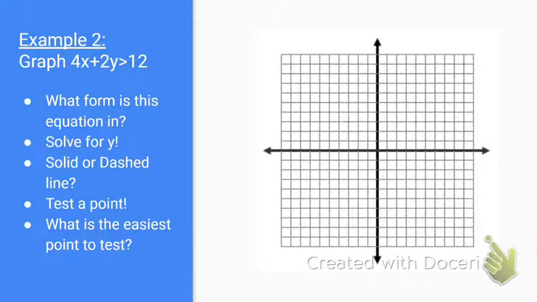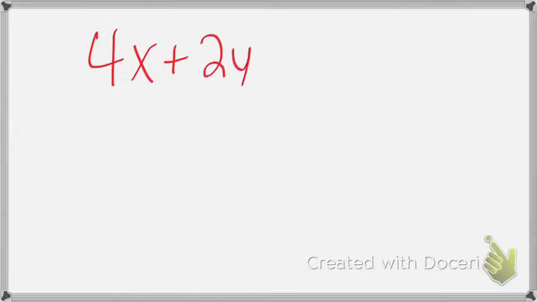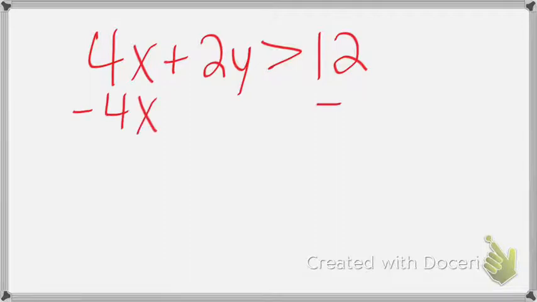What's wrong with example 2? Yes. It's in standard form, so we need to solve for y. You ready for that? Let's solve for y. So we've got 4x plus 2y is greater than 12. What should I do first? Subtract 4x. Good.